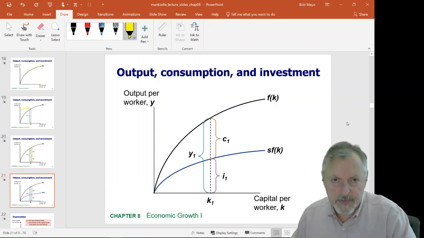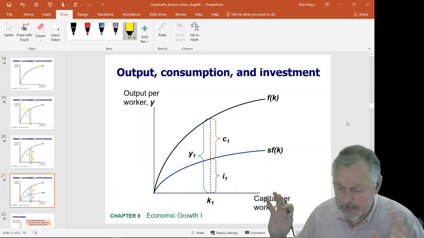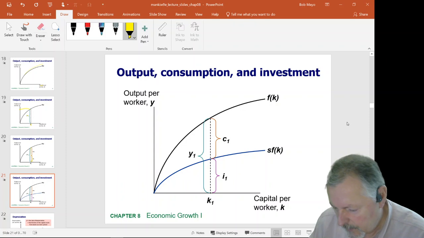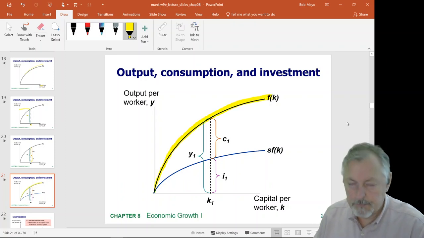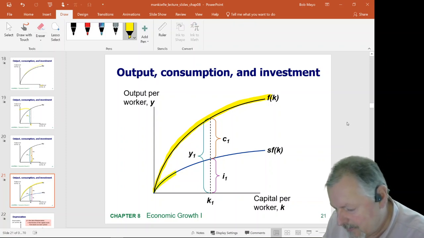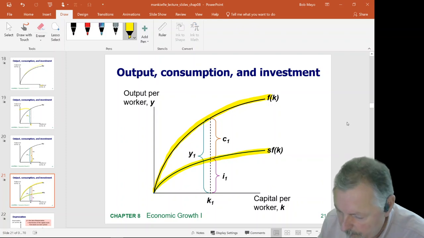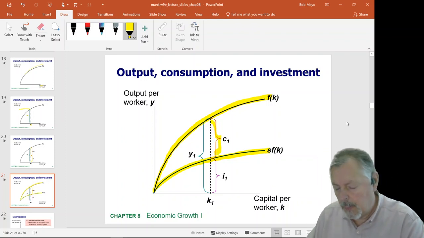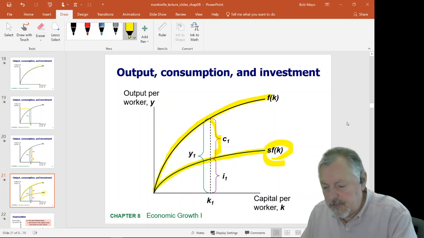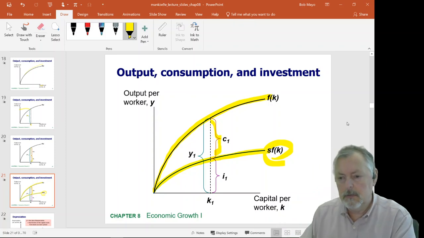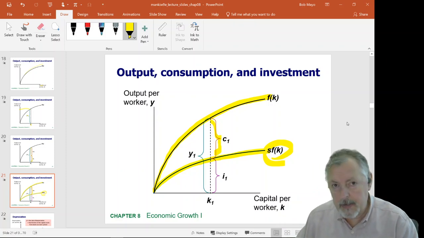Well, investment equals savings. We're not dealing with exports. So, if this is production per worker as a function of capital per worker, this is consumption per worker as a function of capital per worker. So, the savings rate times output is the amount of new capital that's being created per worker.